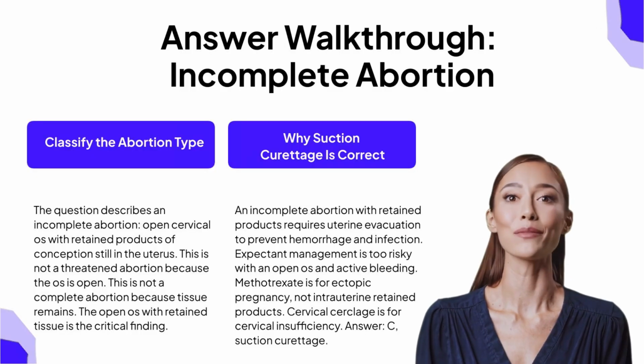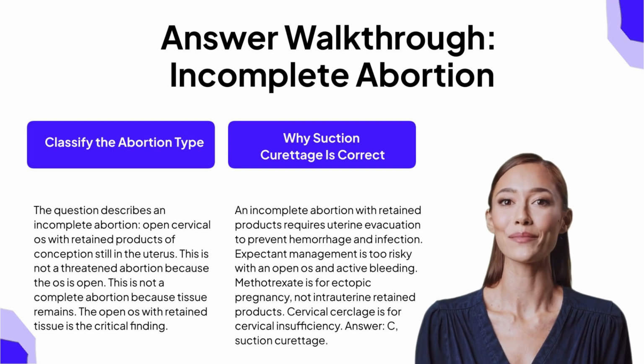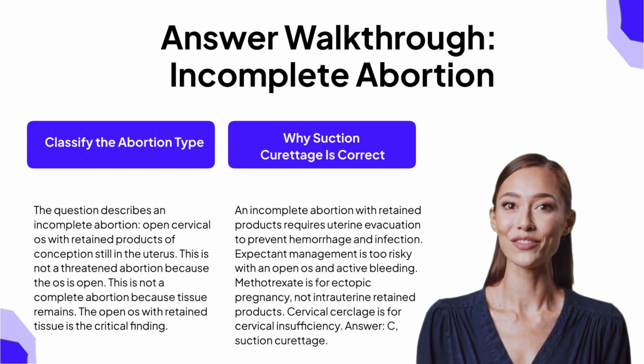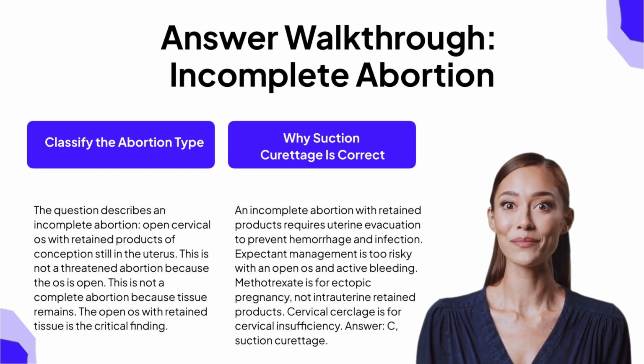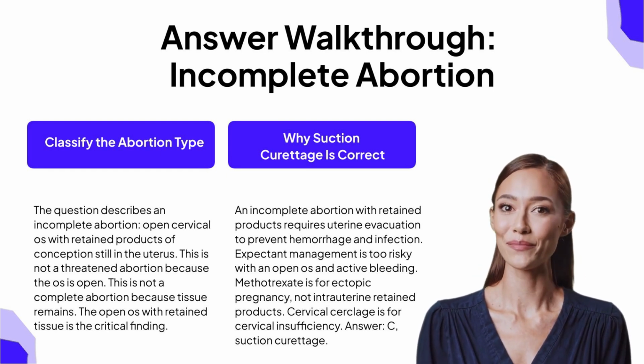Let us classify this abortion type and walk through the answer. The stem gives us an open cervical OS with tissue visible at the OS and retained products on ultrasound. This is an incomplete abortion. Here is how the boards classify spontaneous abortions, and you need to know this cold.